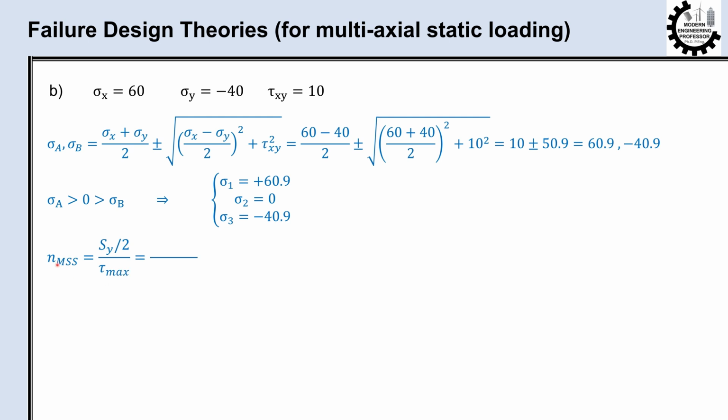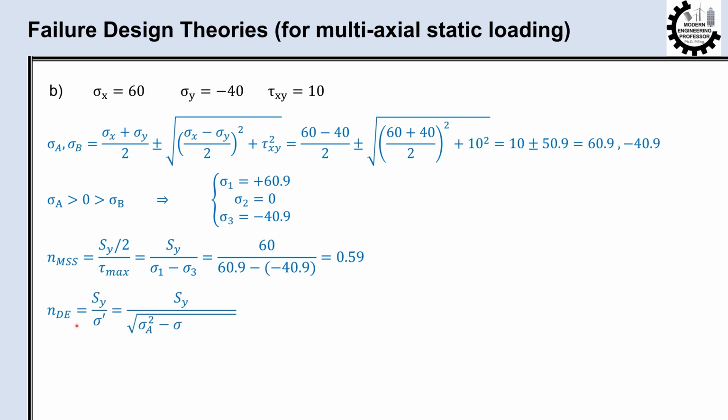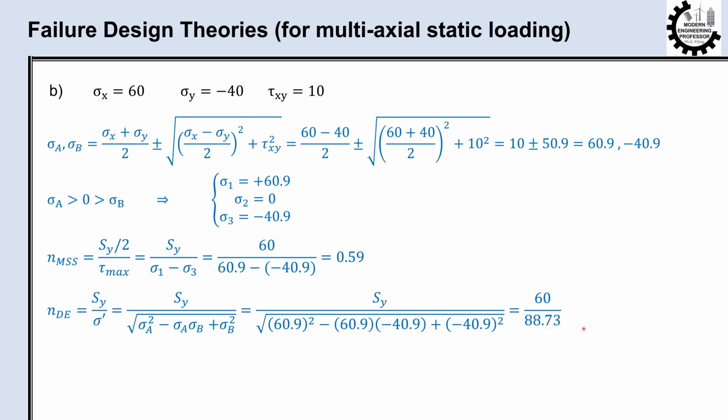Factor of safety based on the maximum shear stress theory is calculated. This factor of safety, which is smaller than 1, indicates yielding failure. Factor of safety based on the distortion energy theory is also calculated. This theory predicts failure as well. As discussed before, the maximum shear stress theory predicted a smaller factor of safety compared to the distortion energy theory for the same loading scenario applied to the same component because it is more conservative.